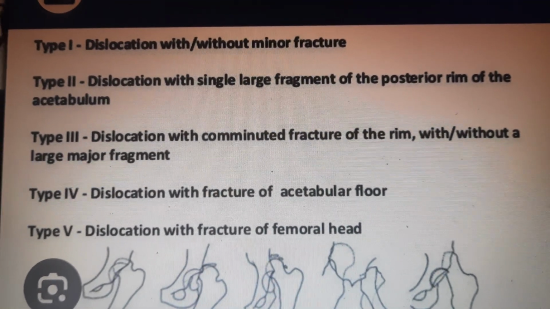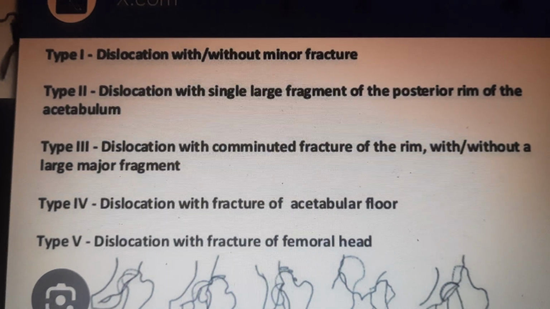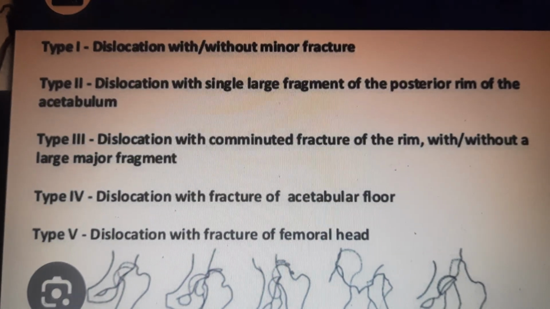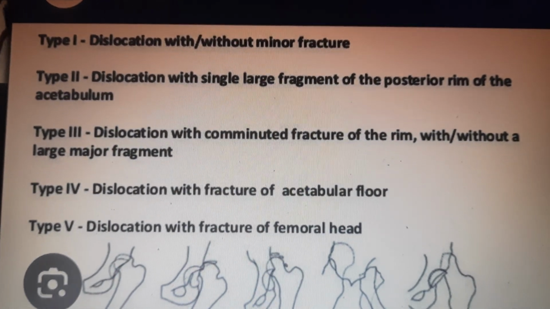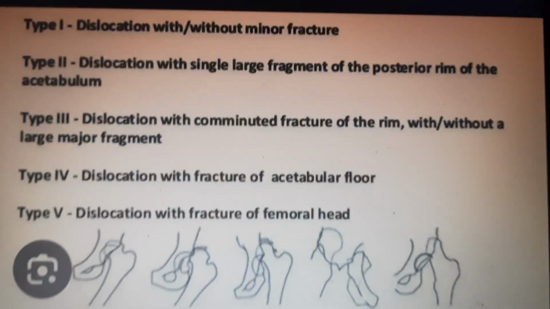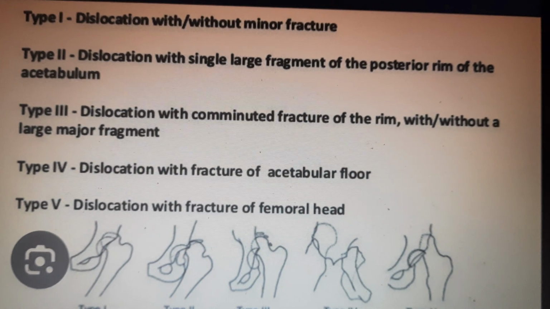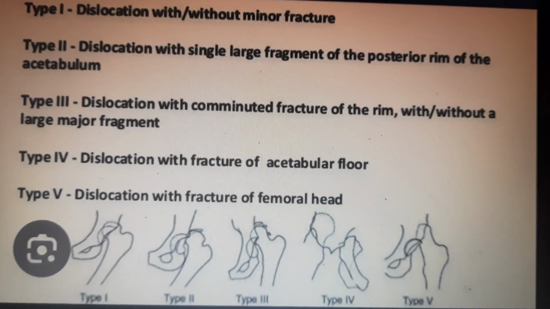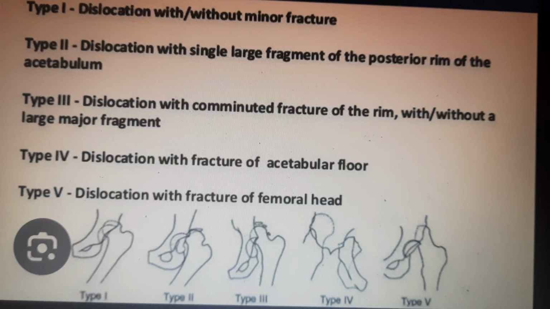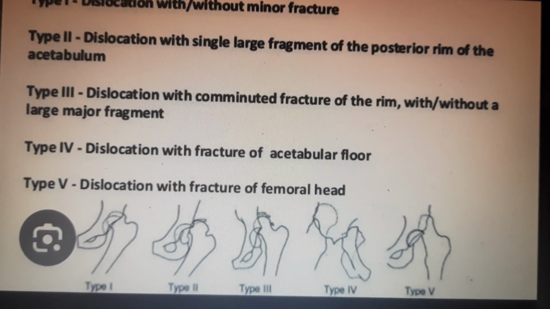The Thompson and Epstein classification of posterior dislocation of hip consists of 5 different types of posterior dislocation. In type 1, there is dislocation with or without minor fracture. In type 2, there is a dislocation with a single large fragment of the posterior rim of the acetabulum, as you can see in the picture.